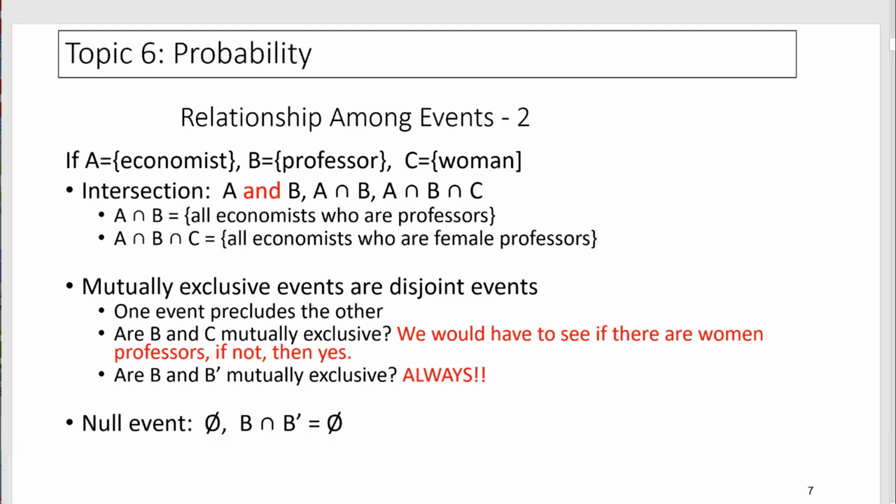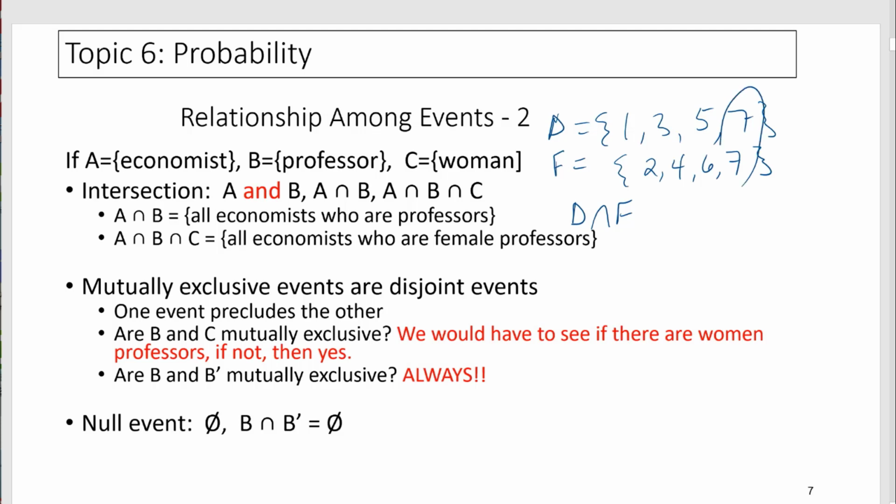So looking at another example, if I let D be 1, 3, 5, and 7, F be 2, 4, 6, and 7, and I said, what's the intersection of D and F? What's in both D and F? Well, the only thing I see in common is 7. So that's what the intersection of D and F is.